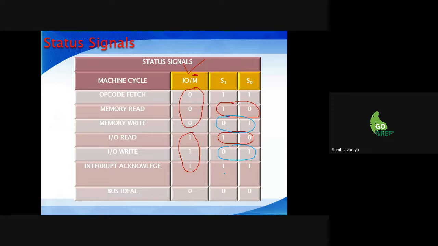If the thing is related to acknowledgement, then by default it's with the IO and memory bar, and the signal that we have to provide is 1 1. And if there is no operation with the bus part, then we have to give 0 0. And for the opcode fetch part, it's 1 1. So I think it's easy to remember. Is it understood by everyone?